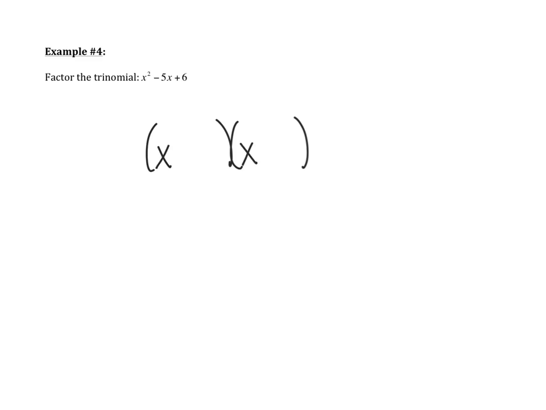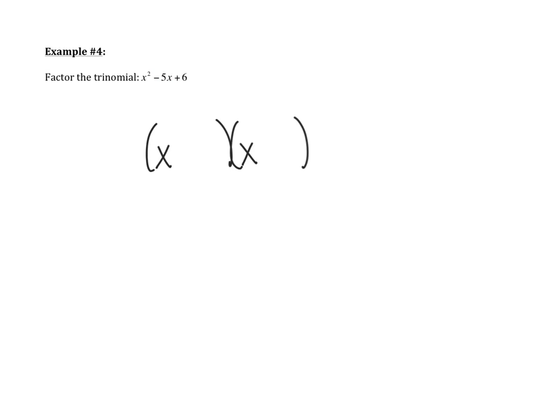So now I need to think about two numbers that multiply to give me positive 6 that are going to add up to give me negative 5. So think about if my two numbers were negative. A negative times a negative is a positive, and a negative plus a negative is a negative. So when I'm looking at the two numbers that multiply to give me 6 that add up to give me negative 5, I need those numbers to be negative.